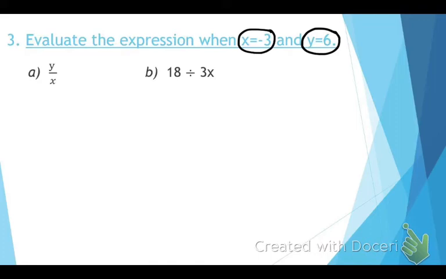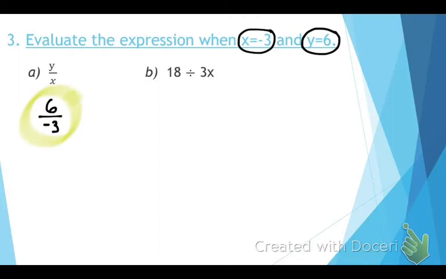Repeat after me. Plug it in, plug it in. All right, AJ, what am I plugging in for y? 6 is correct. And what am I plugging in for x? -3 is correct. Class, what does it mean when I have a fraction bar? Divide. I am dividing.